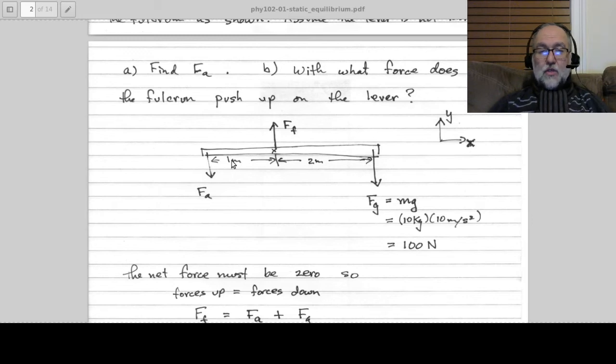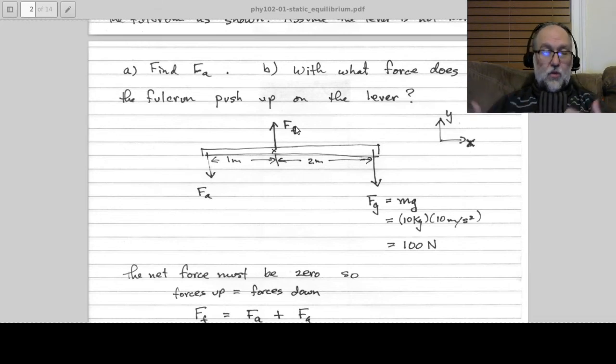So this torque must be 300 newton meters. Why? Remember the axis is right there, so this one wants to turn it that way around the axis, which is clockwise. This one wants to turn it that way, which is counterclockwise. The two have to balance against one another, and the one we just said is 300 newton meters. So Ff is going to have to be 300 newtons, because it's 1 meter there. You get the same answer.